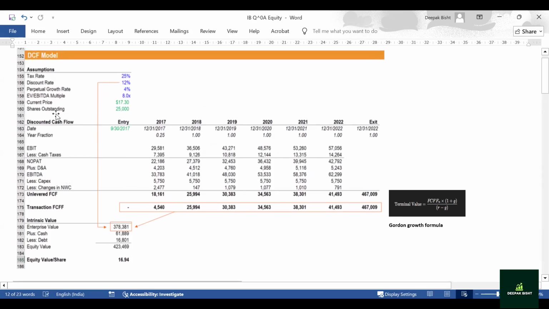These are the assumptions here, assumptions 1, 2, 3, and 4. We have assumed 8x based on the market data, the current market price of the share is 17.3, and the outstanding shares are these. This has given us a fair market value of 16.94 for the company of our interest, and this is the current price. So we can conclude that the share is trading above, so it's overvalued actually.